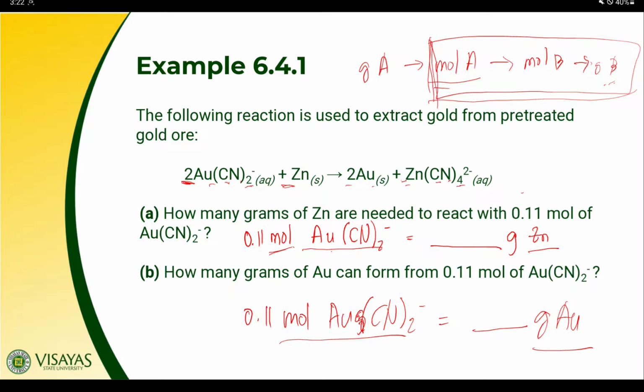In the second problem, we are to convert mole gold cyanide into gram of gold. So again, we will use the mole ratio of gold cyanide and gold. In this case, we have 2 is to 2. The mole ratios that we're going to use are actually the coefficients, the numbers which appear before the chemical symbol of the substance.